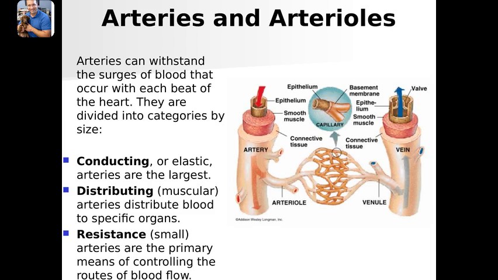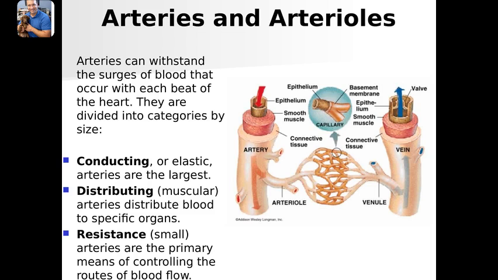Distributing arteries are muscular arteries. They've got a very prominent tunica media because they can dilate and constrict under the control of the sympathetic and parasympathetic nervous systems, the autonomic nervous system. And these distributing arteries are basically going to stem from the aorta, and they're going to branch off and service different parts of the anatomy. Maybe the intestines, maybe the kidneys, maybe the heart and lungs.